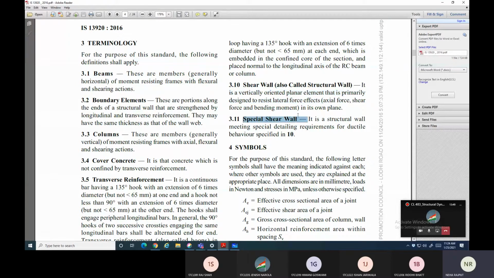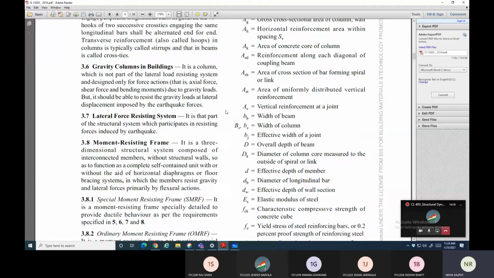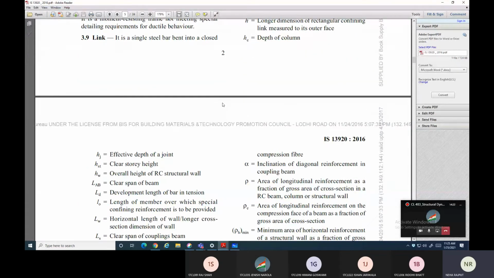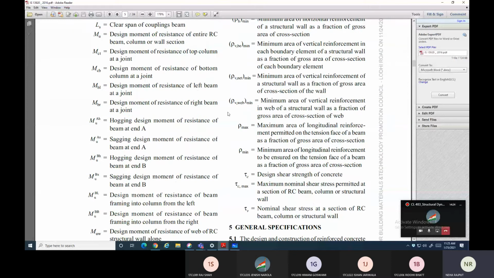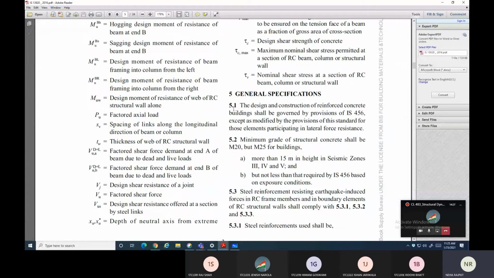Then special shear wall. Special shear wall means it is a structural wall meeting special detail requirement for ductile behavior specified in IS 13920. So here a simple shear wall is designed as per IS 456, right? But if you incorporate the 13920 code, the ductile detailing code, also in design of the shear wall, then that shear wall is known as special shear wall. Right. So these are some terminology that you need to keep in mind when dealing with the earthquake force. These are some symbols and all.